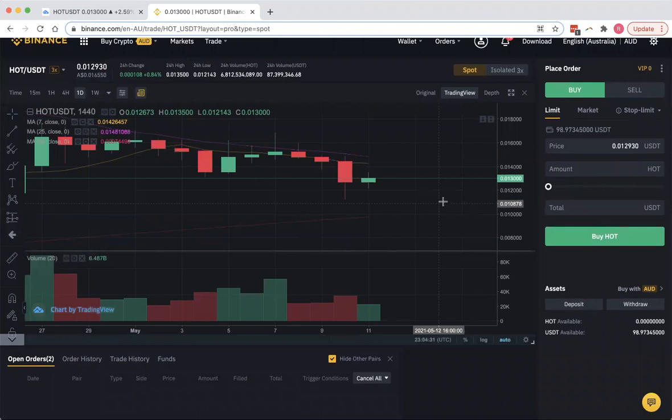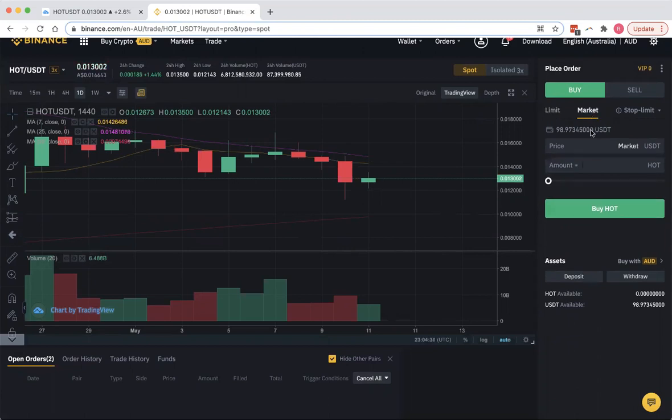Obviously today we are buying HOT. So we're going to make sure that this is on green, and we're going to buy at market. Our market price is around about the trade signal. Now we can choose whether we want to invest 25%, 50%, 75%, or 100% of our investment. For today's example, we're going to buy $100 worth of HOT. Excellent. So now we own HOT. We've basically swapped our US dollars for HOT.